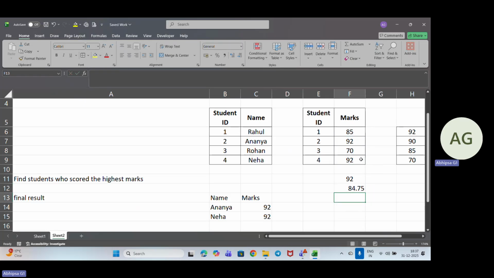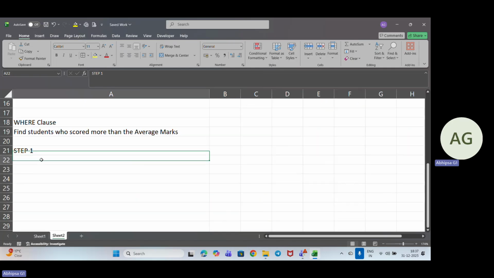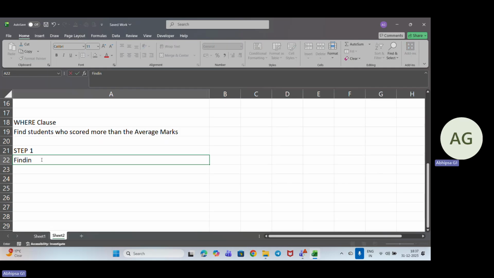So we have got the marks that we are getting, it is around 84. So first step would be finding the average, finding of average marks. Okay, next coming down to step two. That is basically finding student with marks greater than 84.